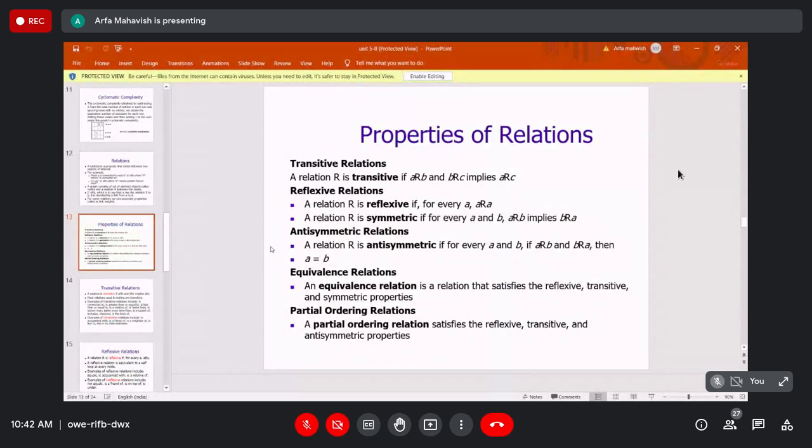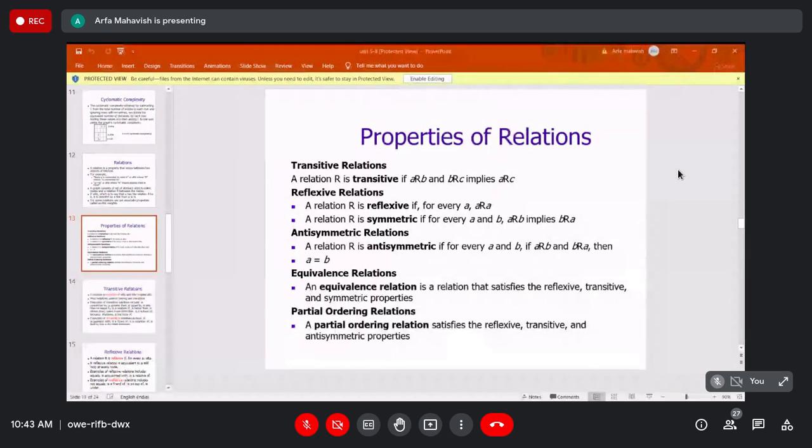So in this, it should have ARB, BRC, or ARA. So ARB and BRA, so A is equal to B and B is equal to A, or A is greater than B and B is greater than C, or A is equal to B. If these things are possible, then it is called the equivalence relationship. Reflexive, symmetric and transitive are known as the equivalence relationship.